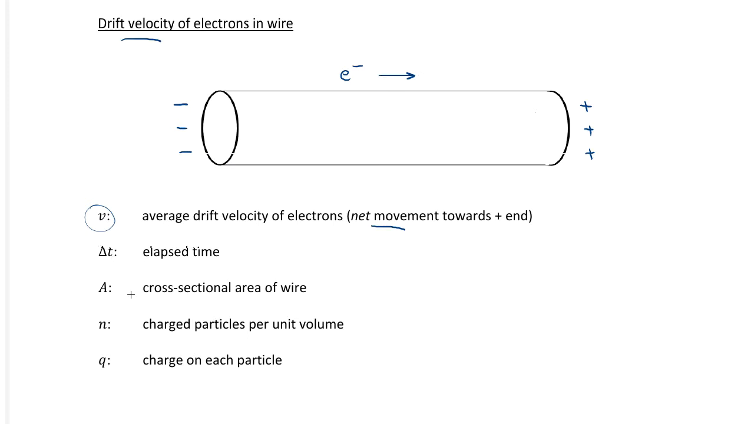Delta t is their elapsed time. A is the cross-sectional area of this wire, like that. And n is the charged particles per unit volume, and q is the charge on each particle, which we'll use in a moment. So we're going to use these variables and this idea to work out just how quickly the electrons are moving towards the right.